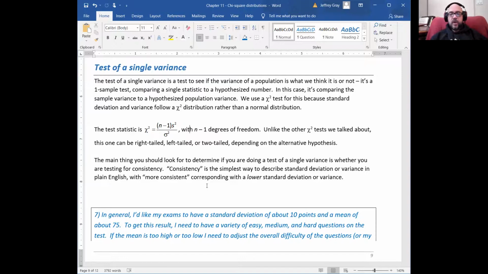So there you go. Very simple test statistic too, not much to calculate. It's not the whole sum over all cells of O minus E squared over E, nothing like that. It's just that sample variance happens to have a chi-square sampling distribution. So that's why we use chi-square for tests about sample variance.